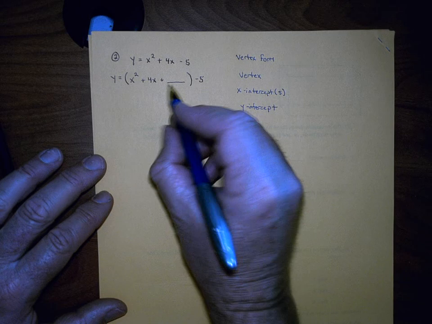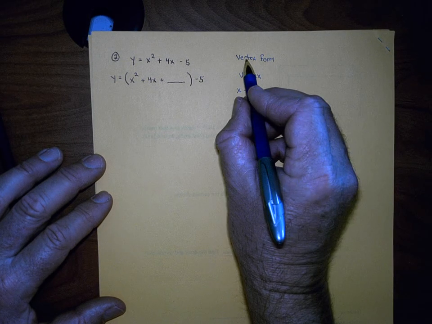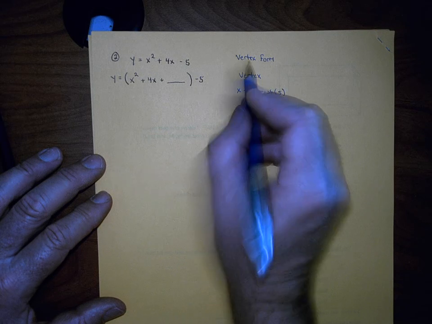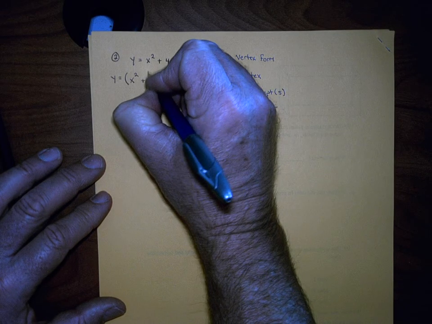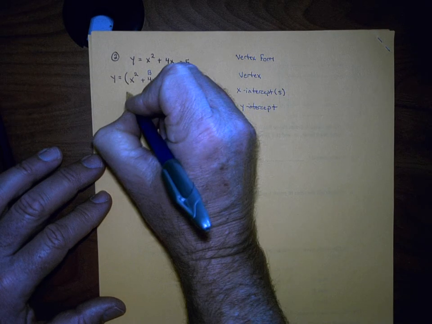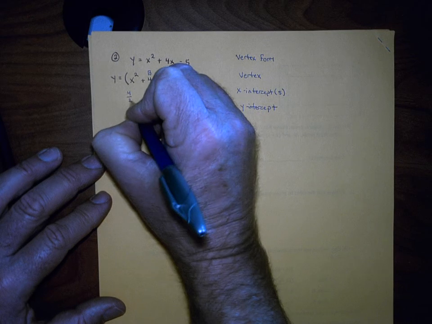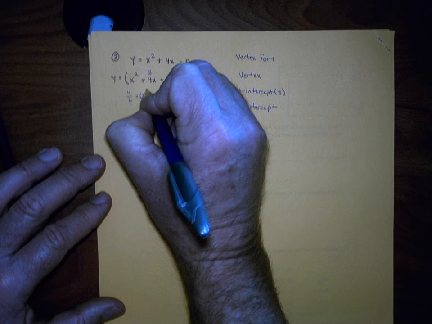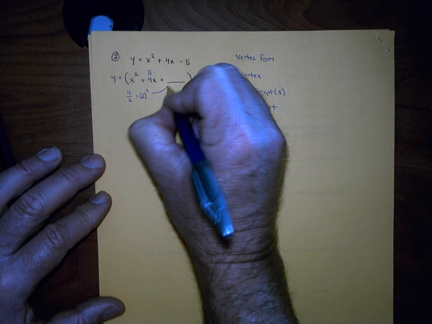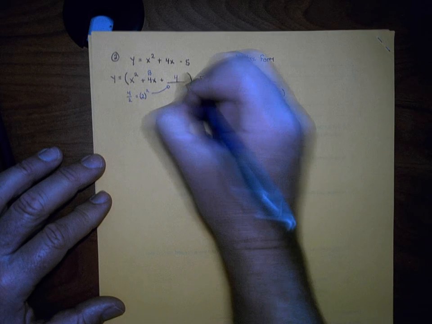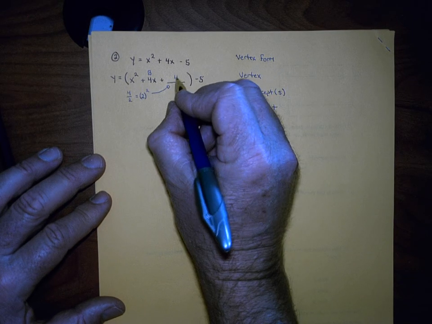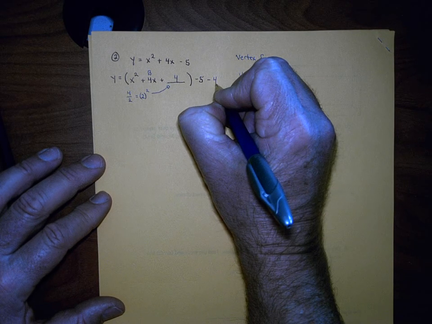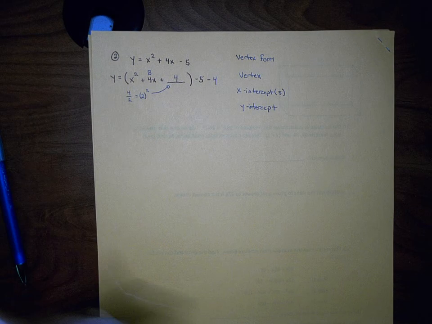This is the process we do to change this standard form into vertex form. So I take my b value, which is +4, and I divide it by 2. That gives me a result of 2. Then you take that result and you square it, and whatever that equals, that's your new C value, positive 4. Since I put a positive 4 inside of the parentheses, I have to balance the equation out and put a negative 4 outside of the parentheses, okay?